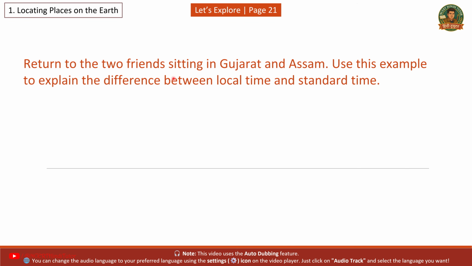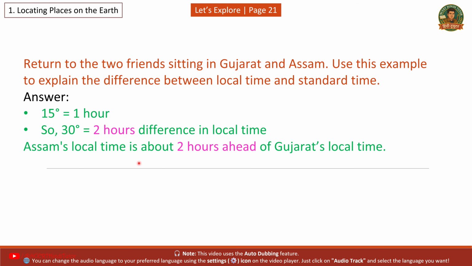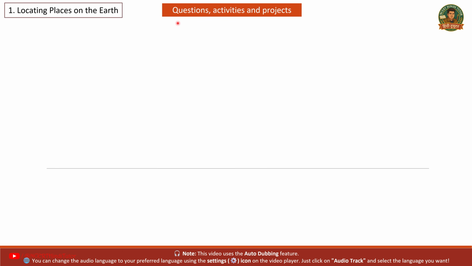Next, return to the two friends sitting in Gujarat and Assam. Use this example to explain the difference between local time and standard time. Answer: 15 degrees is equal to 1 hour. So 30 degrees is equal to 2 hours difference in local time. Assam's local time is about 2 hours ahead of Gujarat's local time. Next, questions, activities and projects.